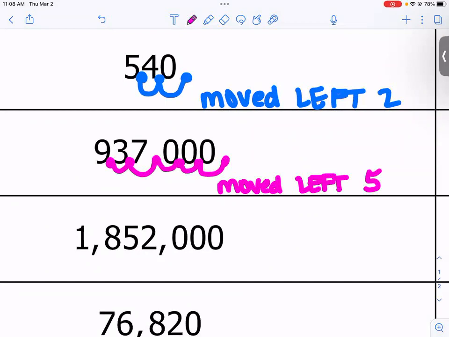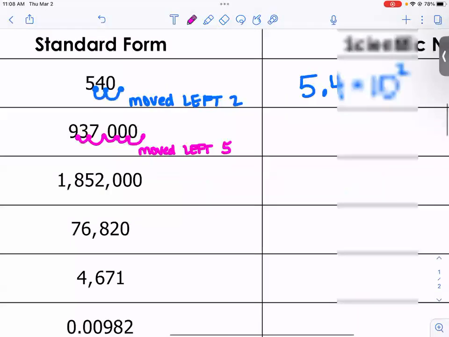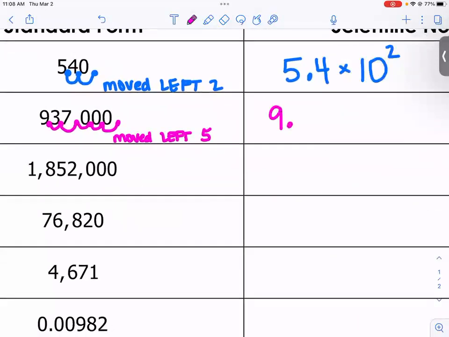You need to count the swoops. So here's 1 swoop, 2, 3, 4, 5 swoops. So we are going to rewrite this. Now our decimal point is between the 9 and the 3. Is it necessary for me to write these zeros if they're in the decimals? We don't need to write those zeros. So we'll write 9.37 times 10 to the 5th power. We moved our decimal left.